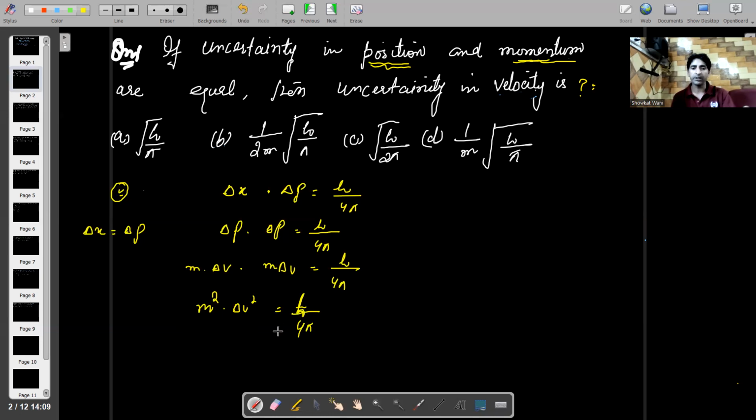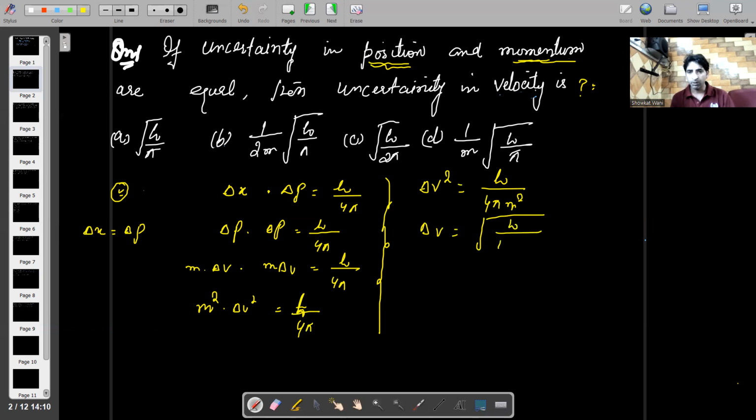Isn't it? So this is my h over 4 pi. Now taking this m square over here, we get del v square is equal to h over 4 pi m square. Now del v will be equal to the root of h over 4 pi m square. On further solving it, we can write this as root of h over 2 square m square pi.